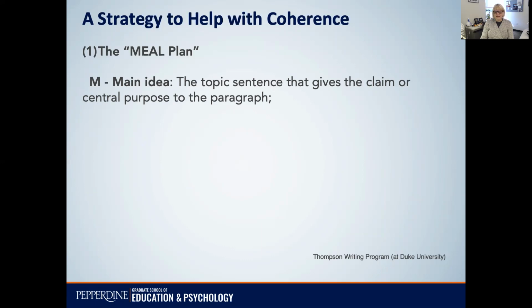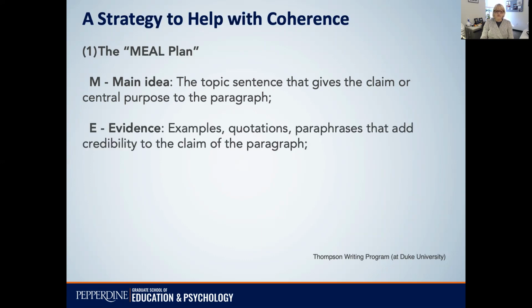M is the main idea, so MEAL is our acronym, and it stands for main idea. This is the topic sentence that gives the claim or central purpose to the paragraph. That's going to be your first sentence in the paragraph. Your second sentence, and perhaps more, is going to be evidence. These are examples, quotations, paraphrases that add credibility to your claim.